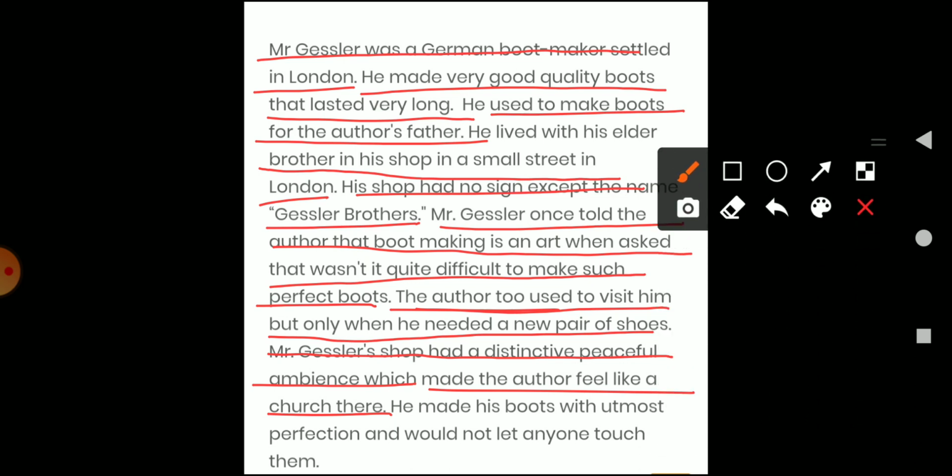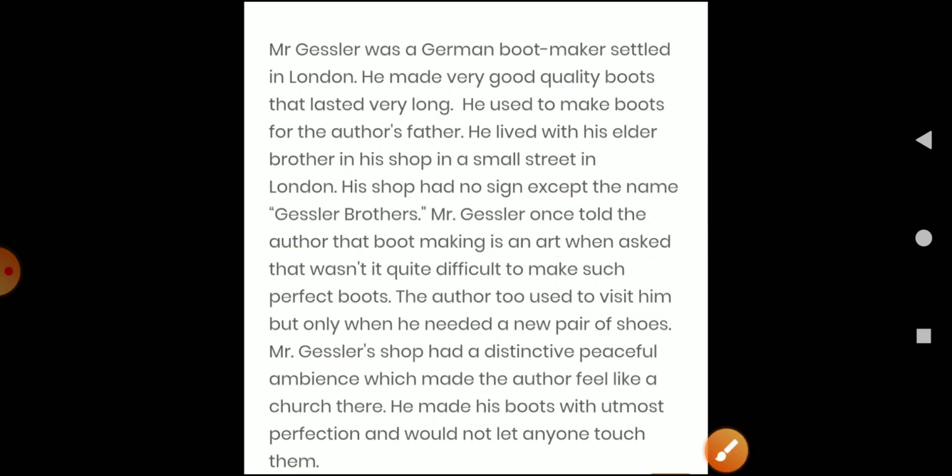Okay, he made his boots with utmost perfection and would not let anyone touch them. So Mr. Gessler was quite possessive about shoemaking. As we see, he considered himself an artist, and shoemaking is an art. As we all know, those persons who are artists are quite possessive about their art form and about the creation that they are creating. Similarly, Mr. Gessler used to feel quite attached to his creation, and his creation as an artist is the shoes that he is making. So he was very particular that nobody else should touch the shoes until the piece that he is creating is complete. Okay, so you can see how possessive he was towards his shoemaking.